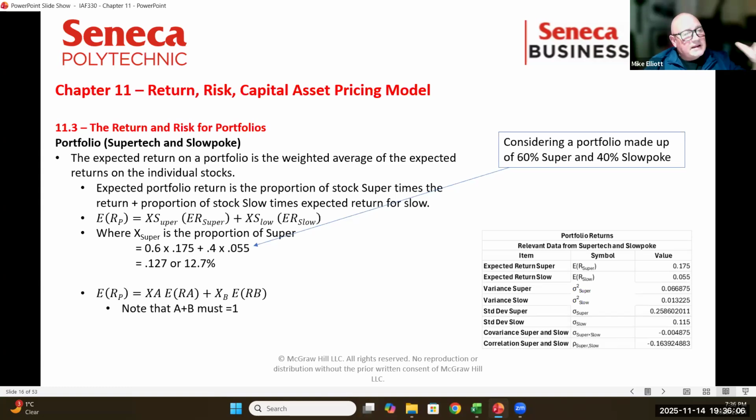Well, we're expecting to get a return of 17.5% for Super. 60% of our portfolio is going to be 17.5% return. 40% of the portfolio is going to be 5.5% return. So 60% of 17.5 plus 40% of 5.5 gives us 12.7%. The expected return of our portfolio is 12.7%, and that's calculated as 0.6 times the expected return of Super plus 0.4 times the expected return of Slow.